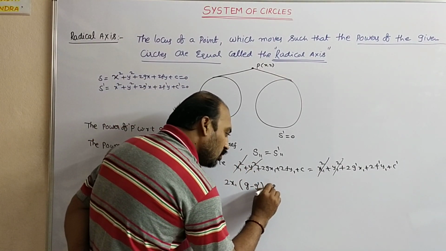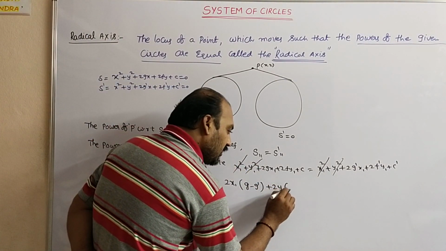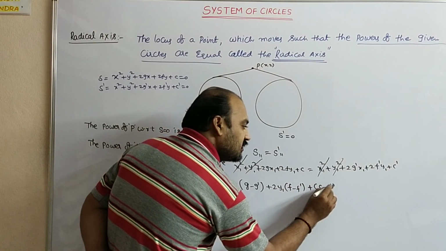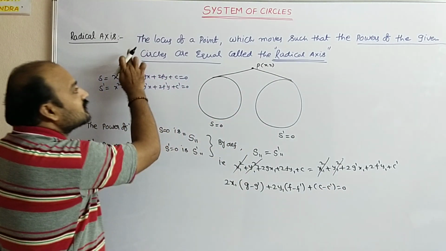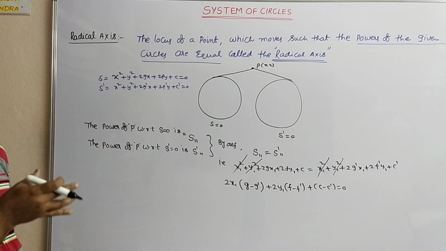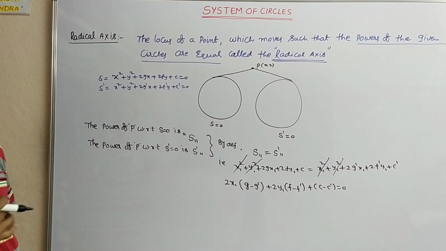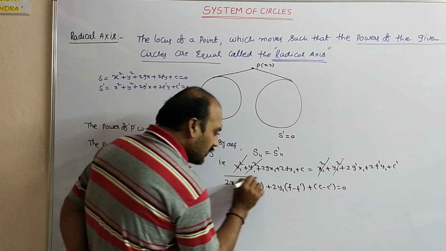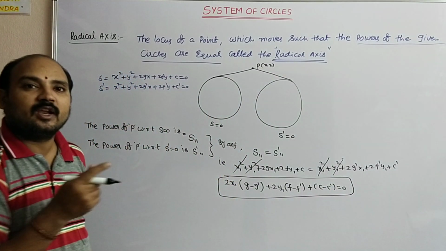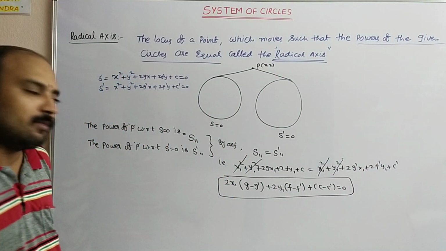Similarly, plus 2y take common, 2y1. F minus f dash plus c minus c dash equal to 0. The locus of a point which moves such that the powers with respect to the given circles are equal. So this is the equation. Whenever they ask for the locus, replace x1, y1 with x comma y.